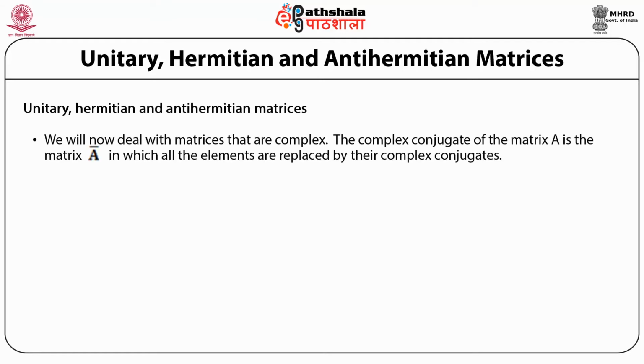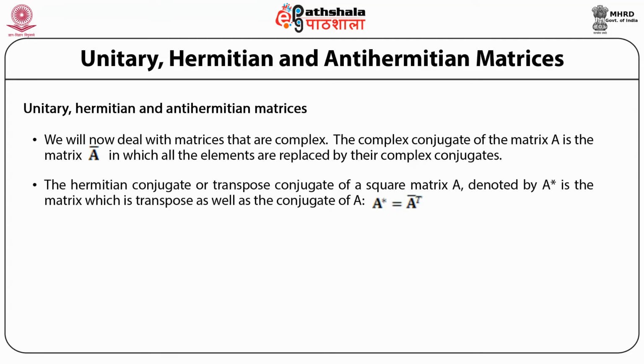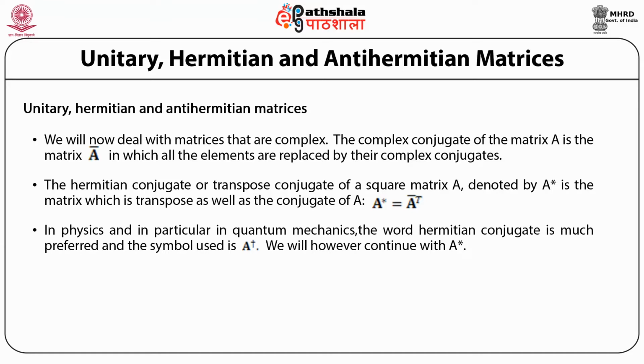We will deal with matrices that are complex now. The complex conjugate of the matrix A is the matrix A bar, in which all the elements are replaced by their complex conjugates. The Hermitian conjugate or transpose conjugate of a square matrix A, denoted by A star, is the matrix which is transposed as well as conjugate of A. So A star is equal to A bar transpose. In physics, and in particular in quantum mechanics, the word Hermitian conjugate is much preferred and the symbol used is A dagger. We will, however, continue with A star.